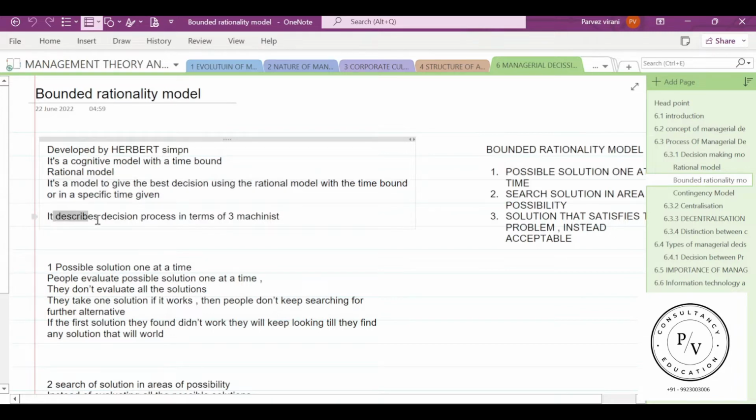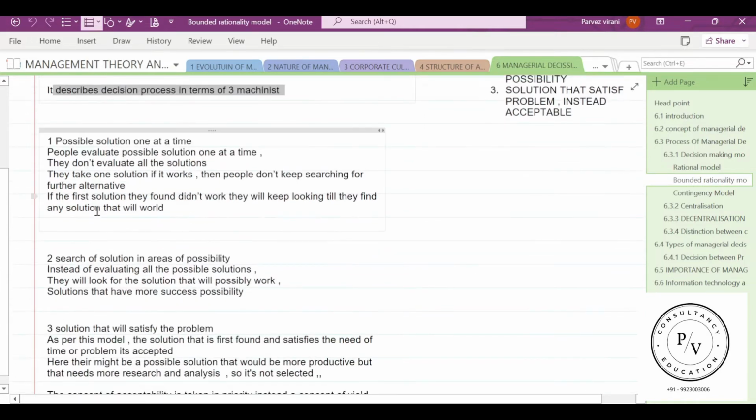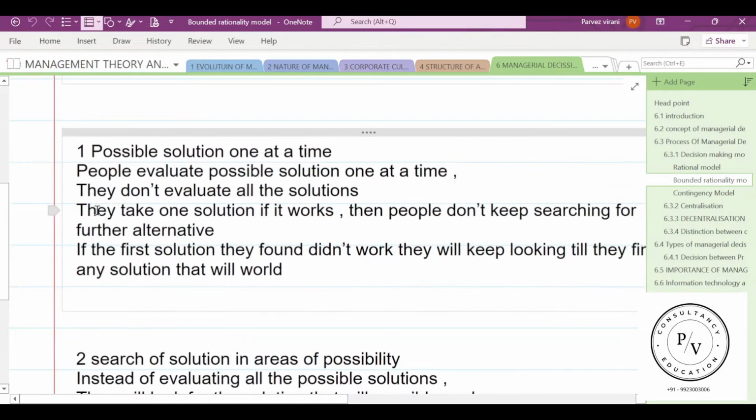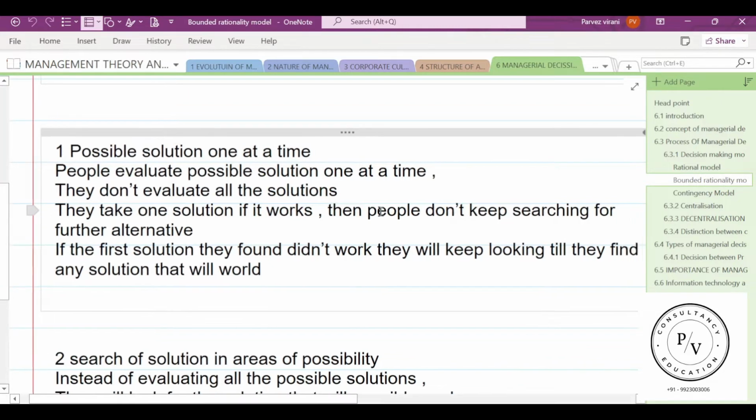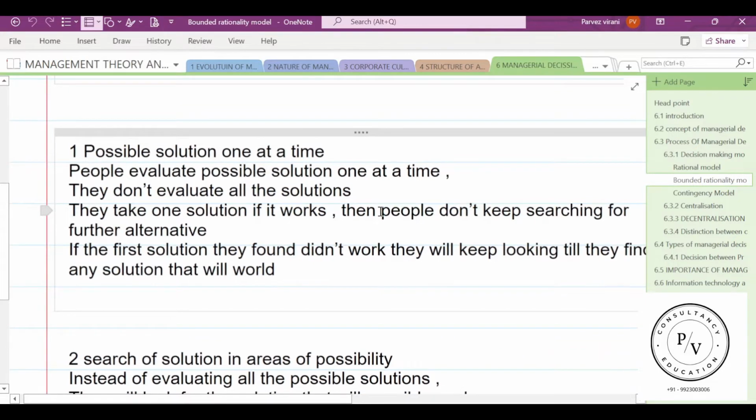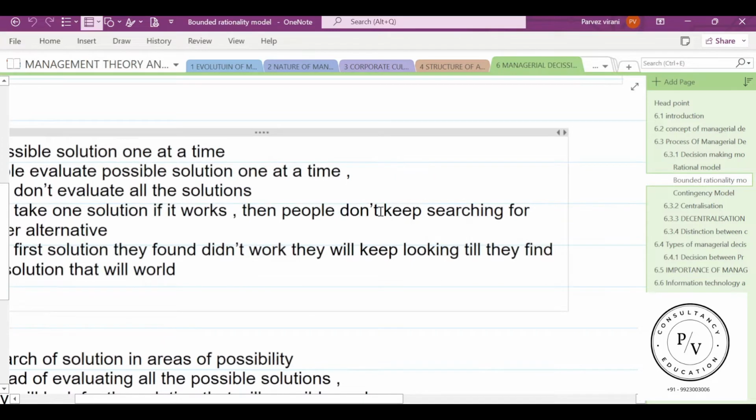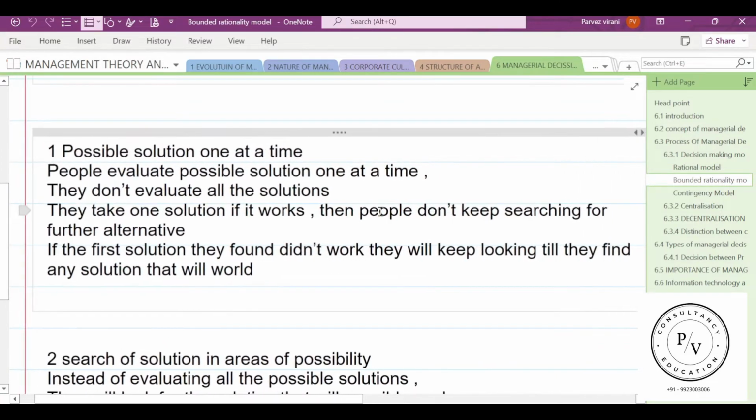It describes the decision process in terms of three mechanisms. First, possible solutions one at a time. People evaluate possible solutions one at a time. They don't evaluate all the solutions. They take one solution and evaluate it. If it works, people don't keep searching for further alternatives. If the first solution they found didn't work, they keep looking for other alternatives until they find a solution that will work.